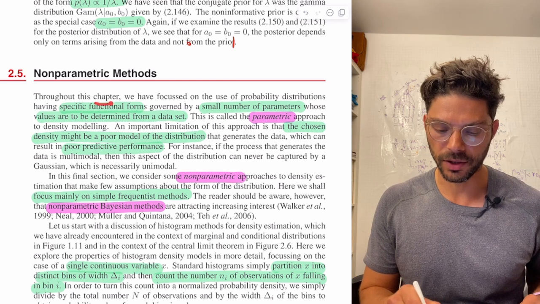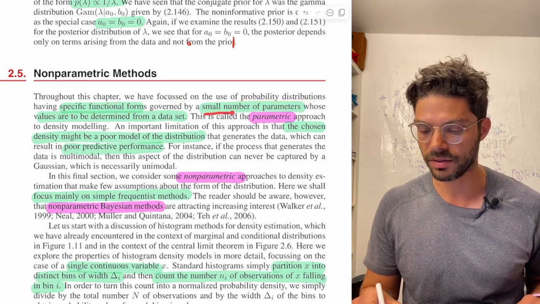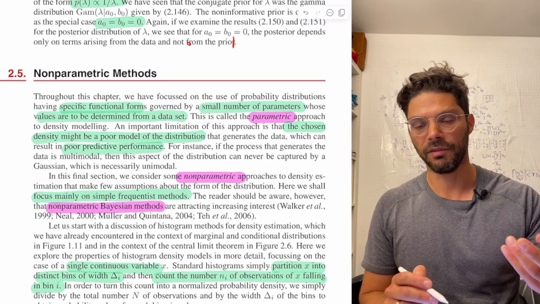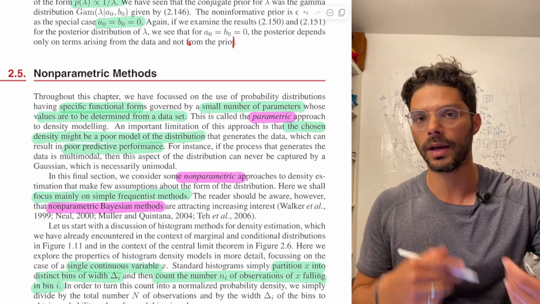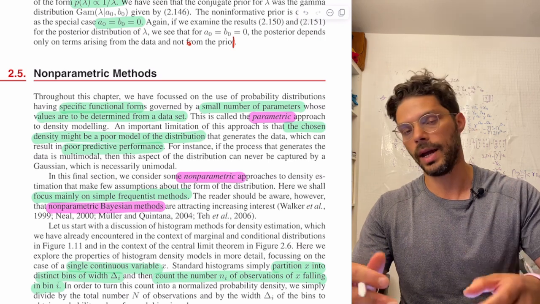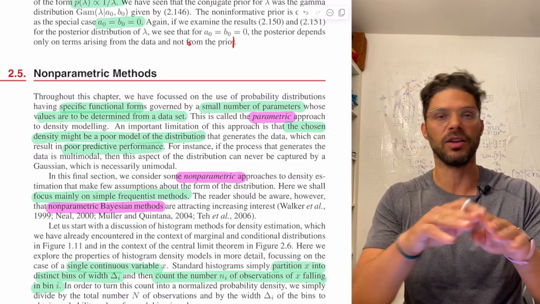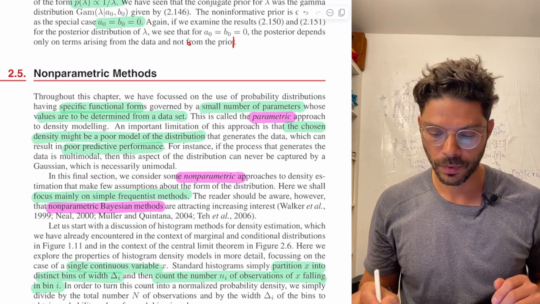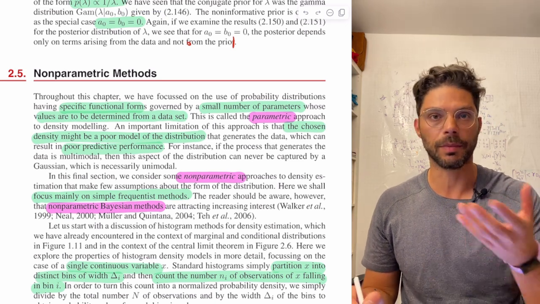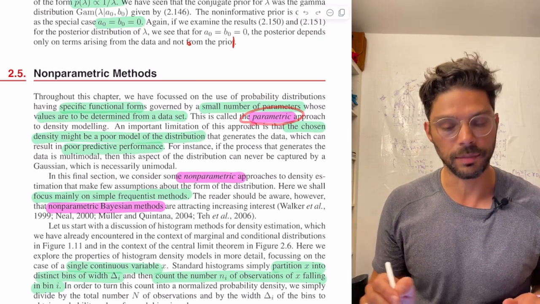Okay, so he says, throughout this chapter, we have focused on the use of probability distributions having specific functional forms, governed by a small number of parameters whose values are to be determined from a data set. An example of this was when we were trying to describe a data set using a Gaussian distribution. We have two parameters there, the mean and the variance, and they will determine which member of that family we're going to use for the data. But they all have the same exponential form. This is called the parametric approach. Again, you can guess why, because we've picked the family and we're just fitting its parameters. So the parametric approach to density modeling.